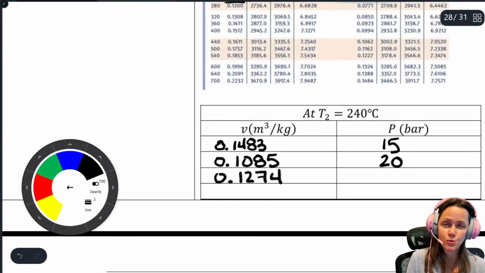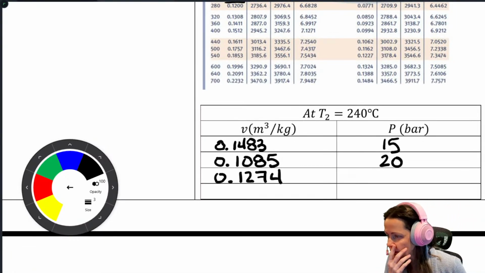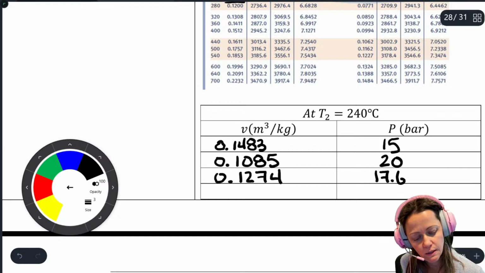And so that's the table that I'm going to set up so I can interpolate. If I do that, I end up getting a value of 17.63. When you say interpolate, what are you doing?